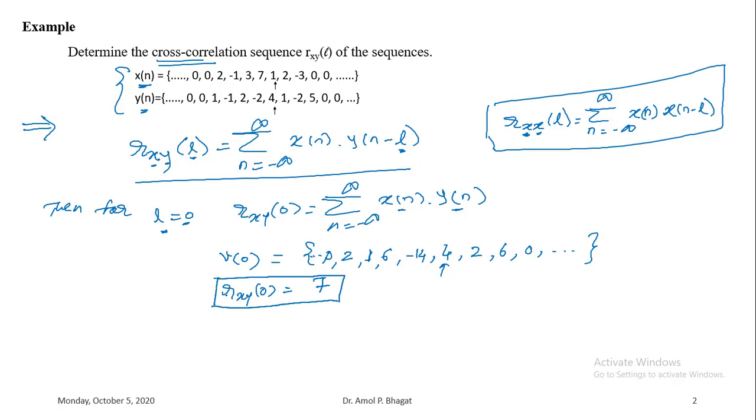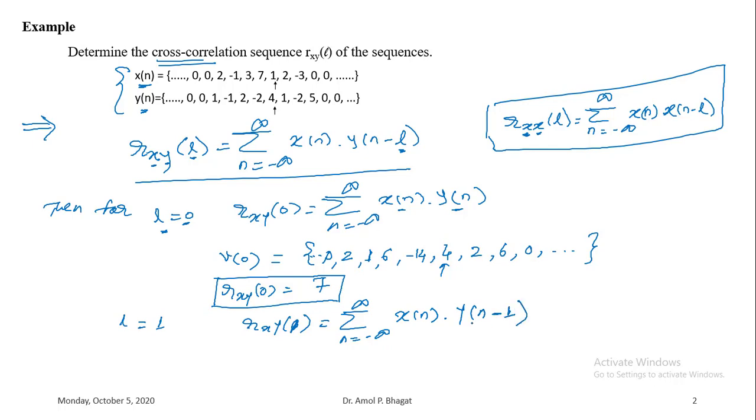will be 7. Similarly, you can identify it for the next, for L equals 1 on the positive side, or maybe on the negative side for L equals minus 1. So if I am identifying it for L equals 1, the formula will be Rxy of 1, right? Rxy of 1 is equal to summation n equals minus infinity to infinity x of n into y of n minus 1.